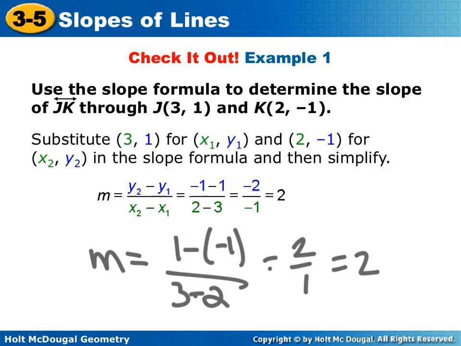Here you can see the work. It doesn't matter which one you call y2. I could call point J y2 or point K. So one way you get negative 1 minus 1 over 2 minus 3, which gives you negative 2 over negative 1, which is a slope of 2. If I switch the order around, then it's 1 minus negative 1, which turns into 1 plus 1, which is 2, and then 3 minus 2 gives you 1. So either way, you should have gotten 2 for this one.